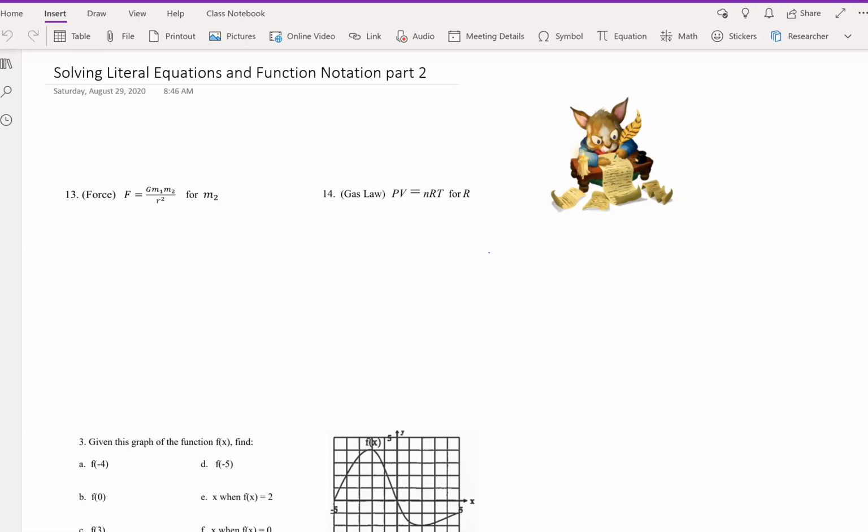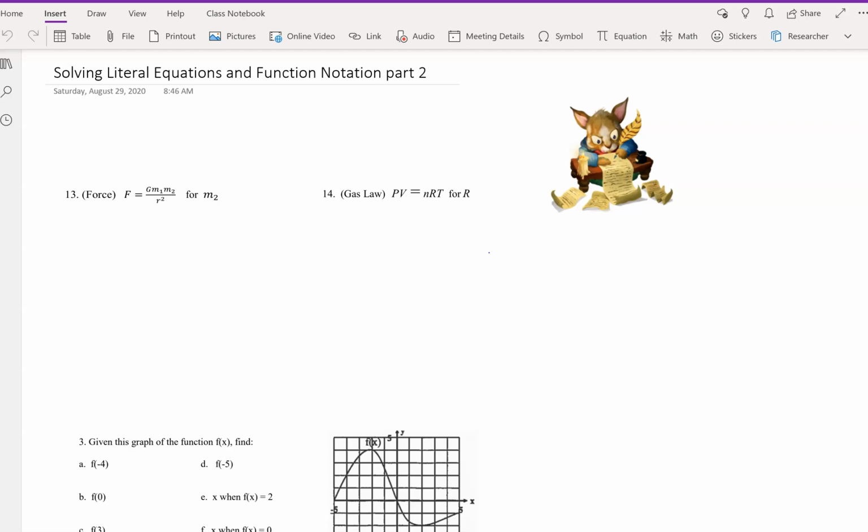Hello guys, we are going to take a minute to go through a couple of additional examples for solving literal equations and working with function notation as it's related to graphs. And these are going to be just some example problems for you guys to consider as we continue to move forward with our study of Algebra 1.